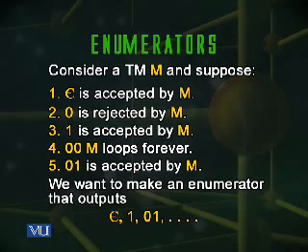It loops forever on 0, 0. That means if we give it the input 0, 0, the Turing machine simply computes forever and it does not reach an accept or a reject state. And it accepts the string 0, 1, and I have not specified what it does on the other strings. What would happen if we were to run our enumerator, which we have described before?